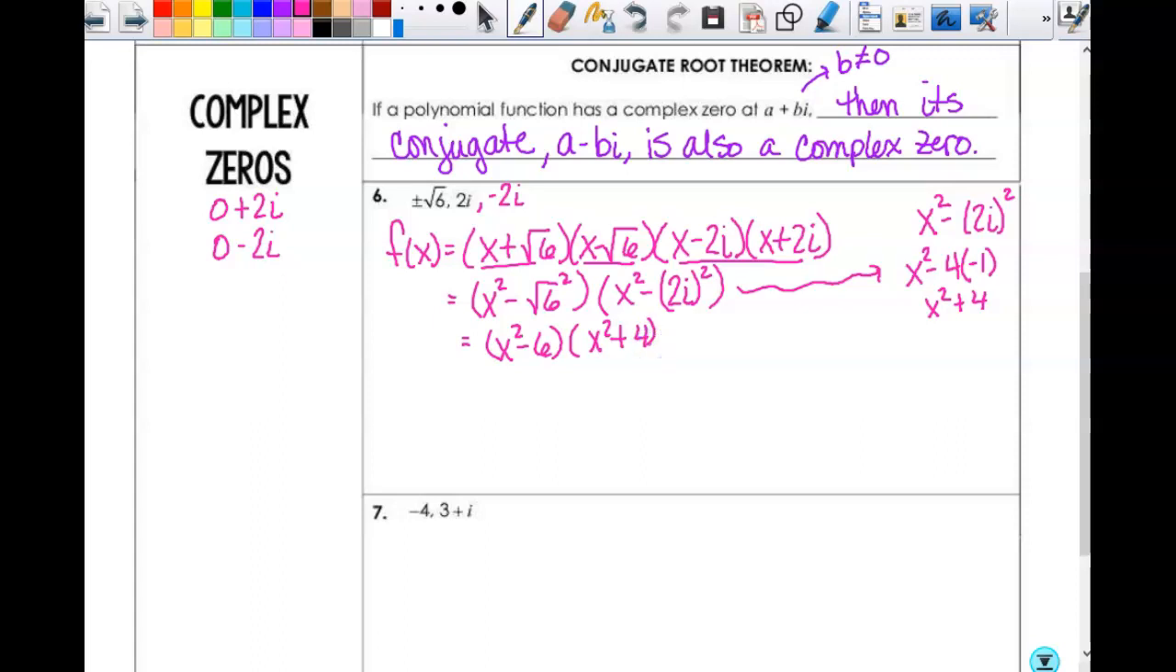Then we're going to multiply those two together. So if I FOIL this, the first two give me x to the 4th. The outside two give me 4x squared. The inside two give me negative 6x squared. So that's negative 2x squared and minus 24. That is your function.